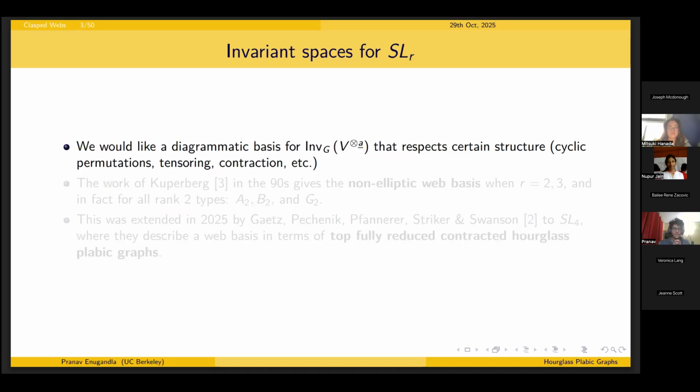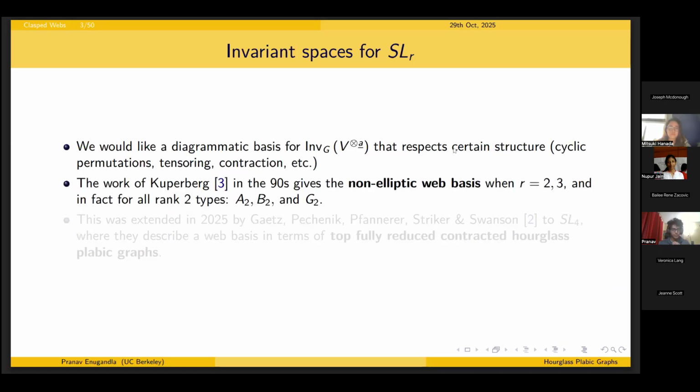So some history, I guess, is that invariant theorists have considered this sort of problem for super long, and the motivation for this talk comes from the work of Kuperberg in the 90s, where he gives a nice diagrammatic presentation for these invariant spaces. So this is some subspace in this tensor product, and Kuperberg gives a basis for the subspace in terms of planar graphs, and he calls it the non-elliptic web basis, and he does this for r equals 2 and 3.